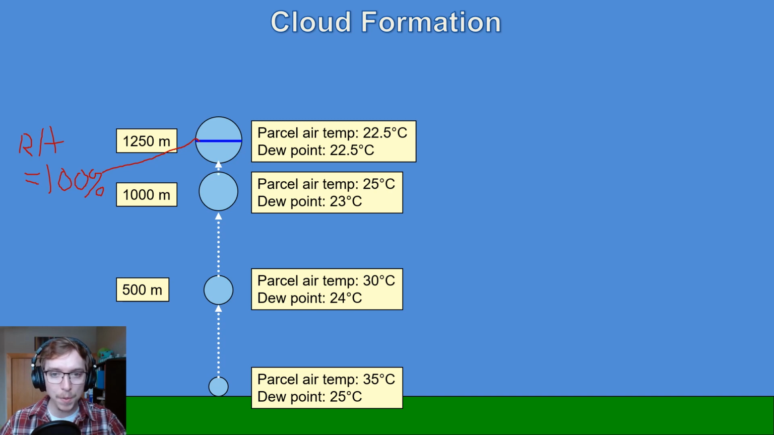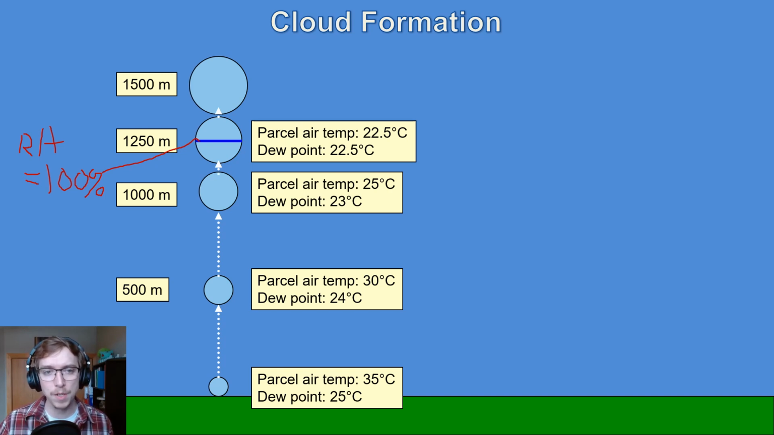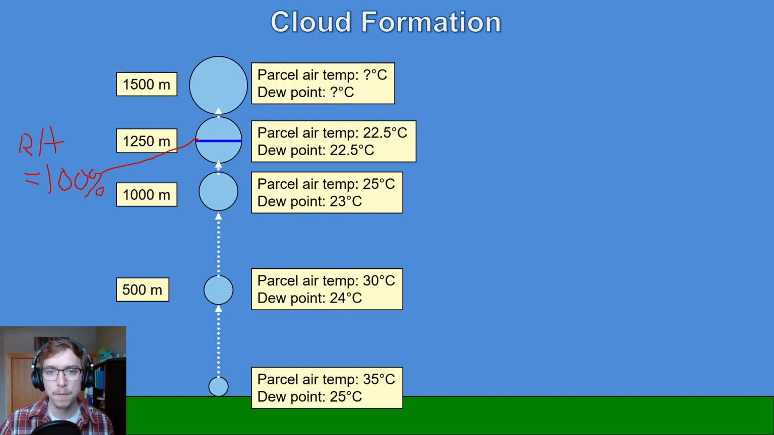But for these purposes, once you hit that lifting condensation level, any rise in that air parcel, the air temperature and the dew point are going to change at the exact same rate. That's very important, because if they don't, then they're not going to be saturated anymore. But as air is rising, it will continue to be saturated until it starts to decrease in altitude again. We'll talk about that here. But for the next part of the equation, here we're going to rise from 1,250 meters to 1,500 meters. What's going to be the parcel air temperature and the dew point air temperature?